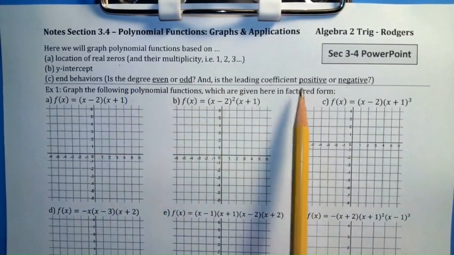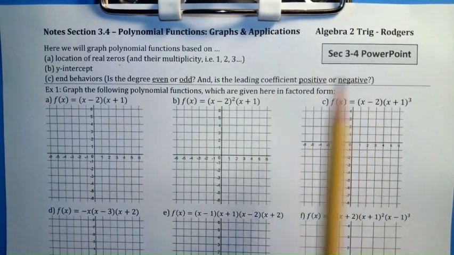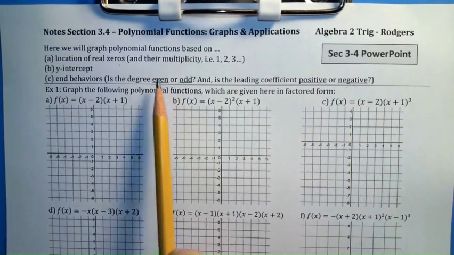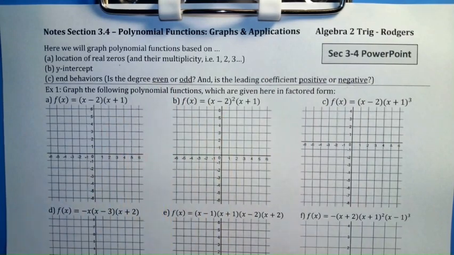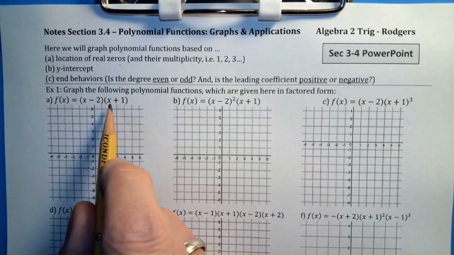So we'll have to think about maybe what would the leading coefficient be? Would it be positive or negative? And what would the degree be if we multiplied it all out? Okay. And then we might also just pick some other x values to plug in to see.